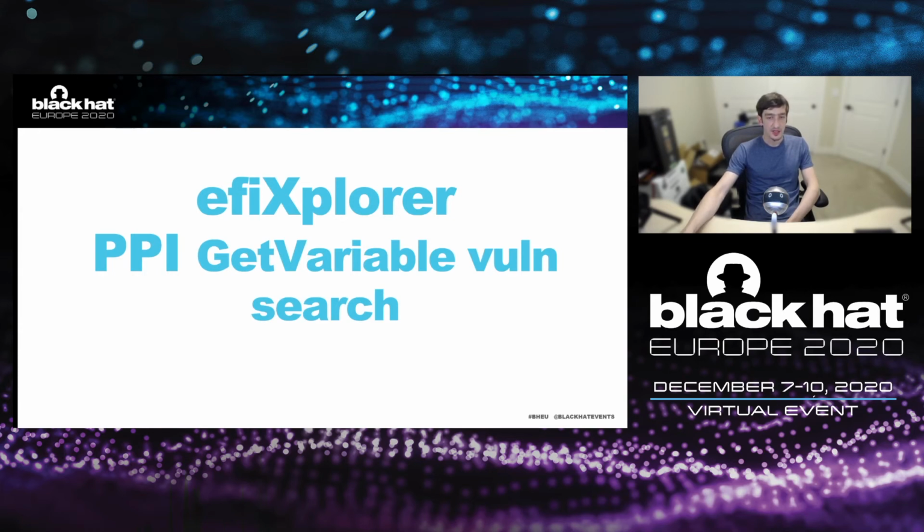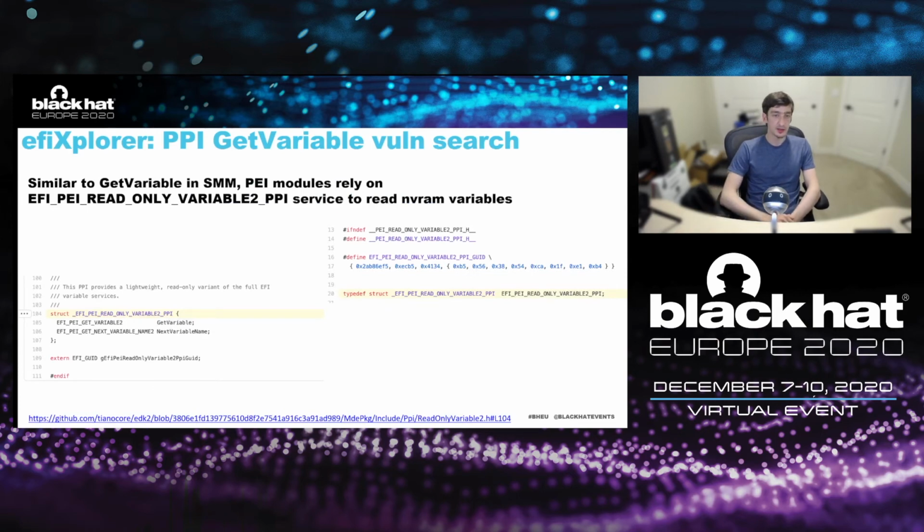Now, the platform initialization stage. What happens with getVariable and how getVariable works is very similar to what we know from the explanation before. However, this attack vector is, we believe, slightly under-researched, and it works very similarly to SMM. There is a PPI, which is also an interface. As a developer, you get that interface, and then you use that interface to call things like getVariable and things like that.